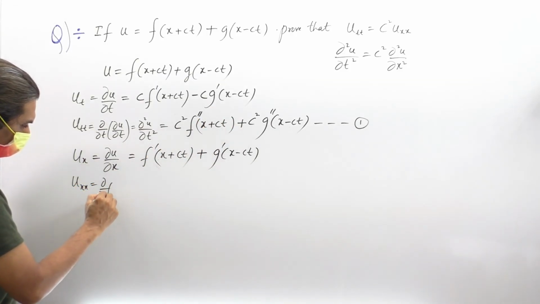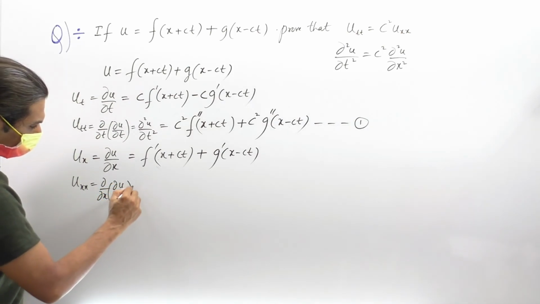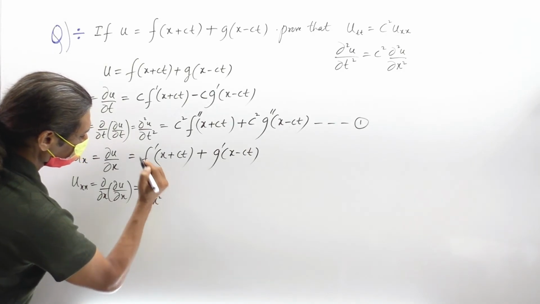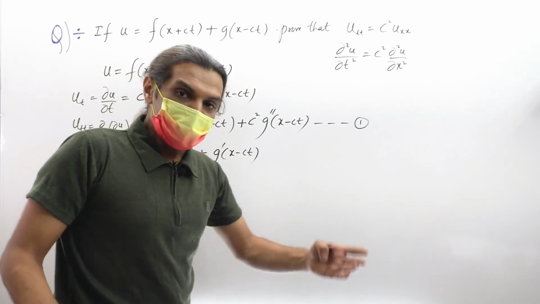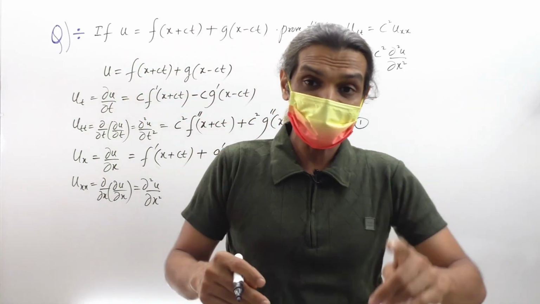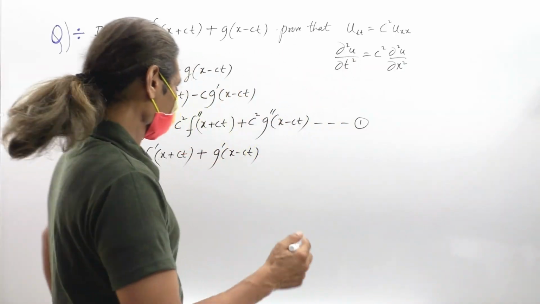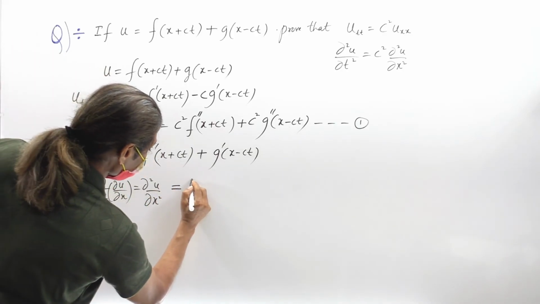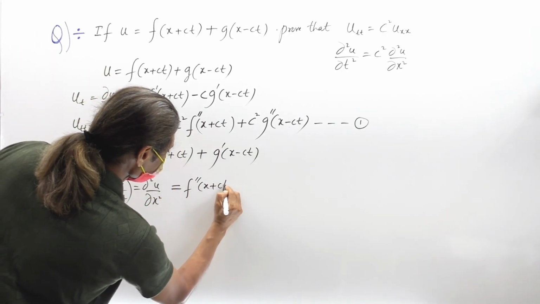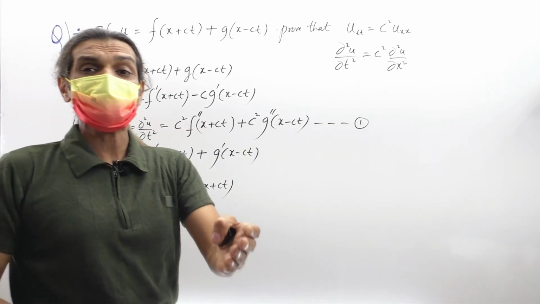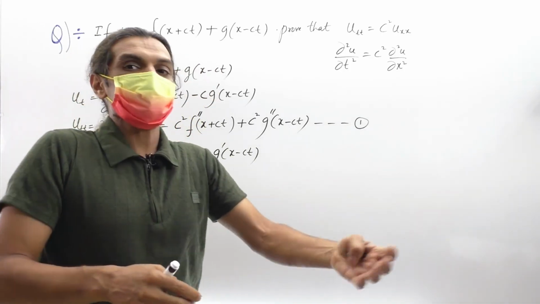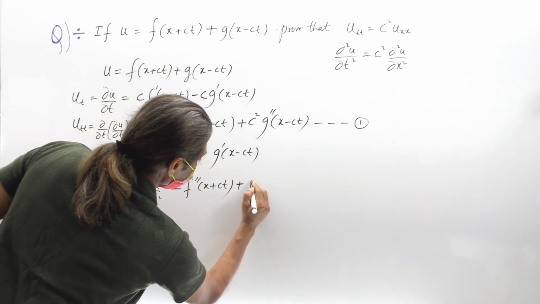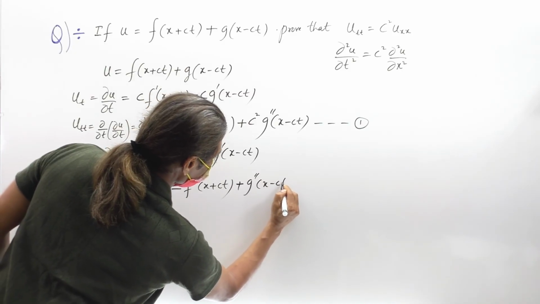dou by dou x of dou u by dou x, that's equal to dou square u by dou x square. That means what we have differentiated with respect to x, we differentiate again with respect to x. It's a very simple process now. I hope we are getting it clear. Again, differentiating f dash gives f double dash of x plus ct. Again the same thing repeats. It's only different: x is 1, whereas for ct it was c, and so on. But x is only once; differential of x is 1. Again plus g double dash of x minus ct into differential of x, which is 1.